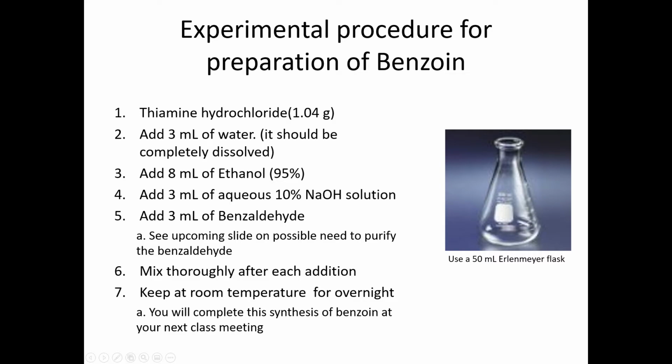So once we add all of these together, we just mix the entire reaction and we keep it at room temperature overnight so that we can complete the synthesis of benzoin, because it does take some time. And so it's one of those reactions that you want to leave overnight and let it have as much time as possible to form your product.